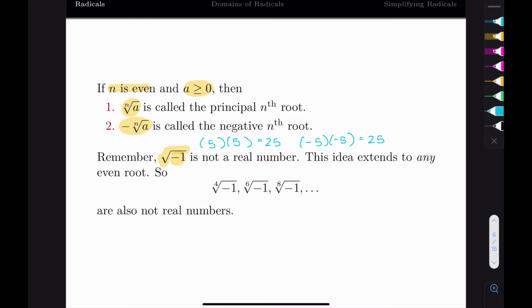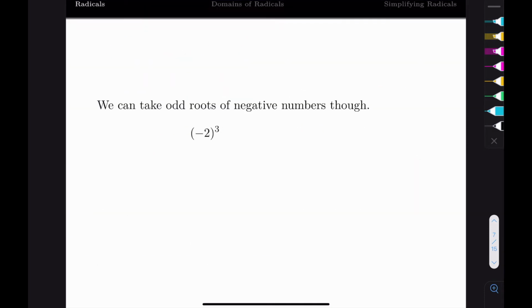You can have the square root of 0. That's not a problem. Fourth root of 0, no issues. But we cannot take even roots of negative numbers. So this is going to be how we end up finding the domains for each of these functions. Now, on the opposite hand, we can take odd roots of negative numbers. So if you have negative 2 to the third, you're just multiplying negative 2 three times, you get a negative value from doing this. So there's absolutely no issue to have a negative value under an odd root. Okay? It's only when we have even roots that we run into issues.